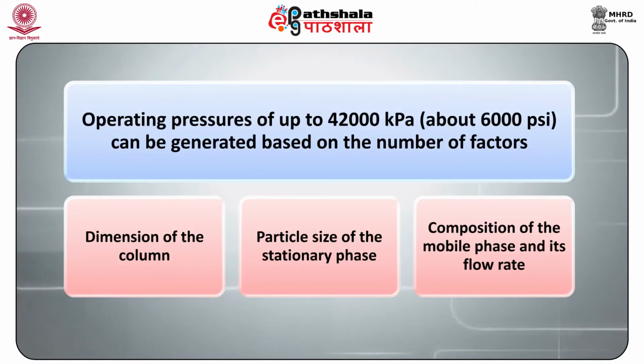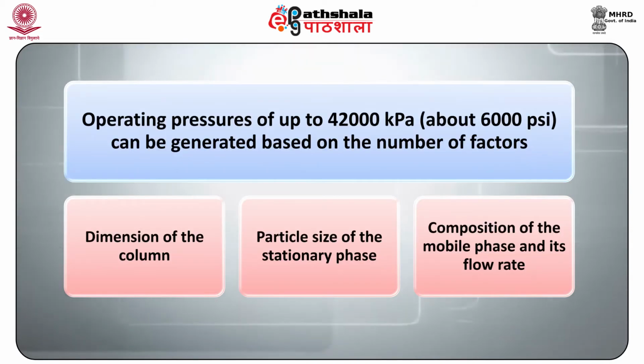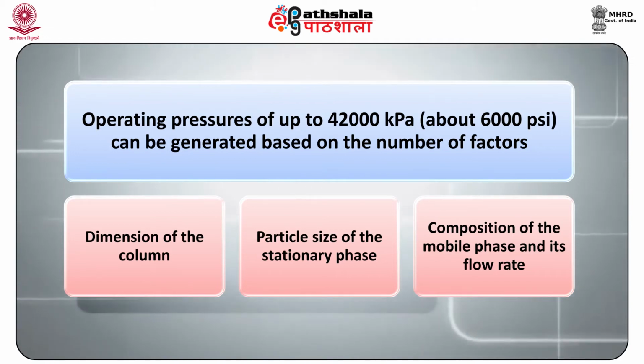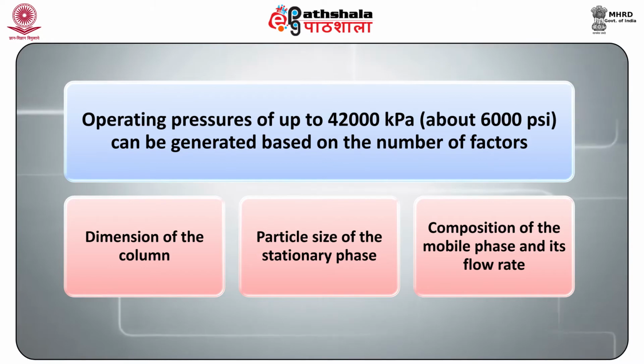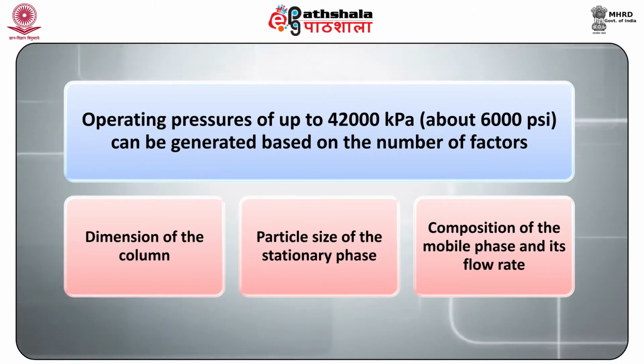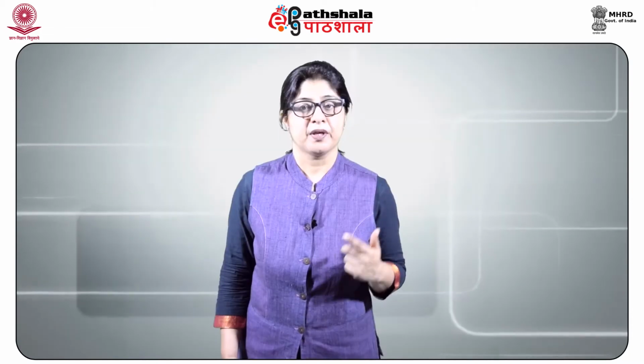Pump. A pump sucks the mobile phase from the solvent reservoir and pushes it through the column and a detector. Operating pressures of up to 42,000 kPa, which is about 6,000 psi, can be generated based on a number of factors that include the dimension of the column, particle size of the stationary phase, the composition of the mobile phase and its flow rate and so on.